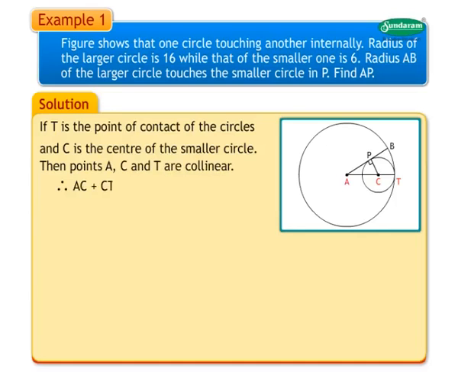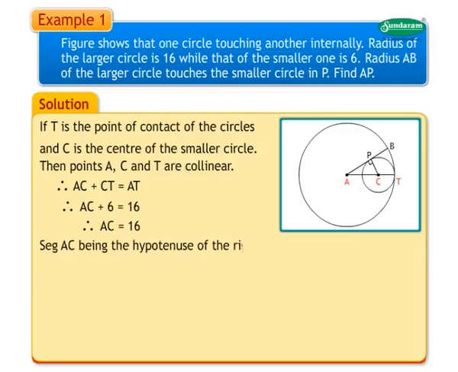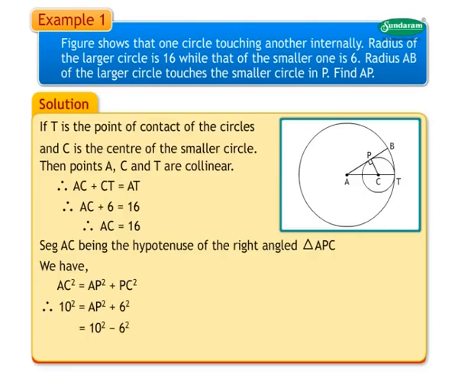Therefore, AC plus CT is equal to AT. Therefore, AC plus 6 is equal to 16. Therefore, AC is equal to 10. Segment AC being the hypotenuse of the right-angled triangle APC, we have AC square is equal to AP square plus PC square. Therefore, 10 square is equal to AP square plus 6 square. AP square is equal to 10 square minus 6 square, which is equal to 64. Therefore, AP is equal to 8.